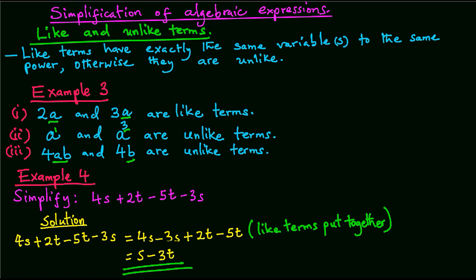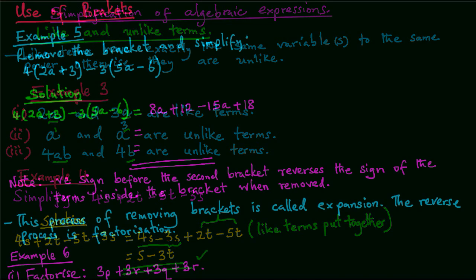For instance, in example 4, we are required to simplify 4s plus 2t minus 5t minus 3t. So when we put the like terms together, we are going to have 4s minus 3s plus 2t minus 5t. So that would give us s minus 3t.